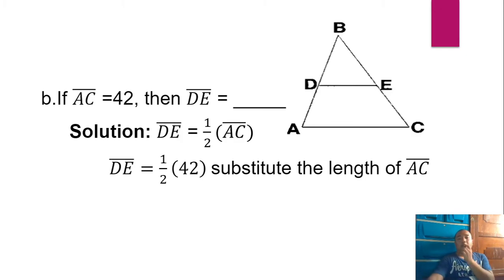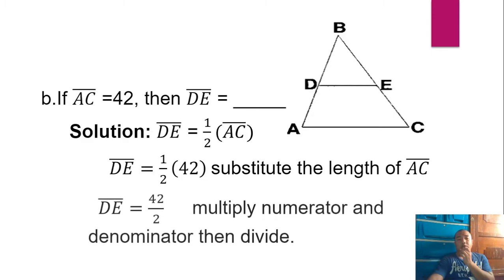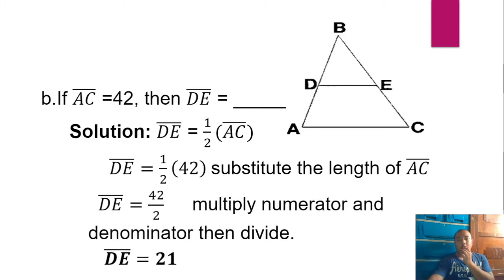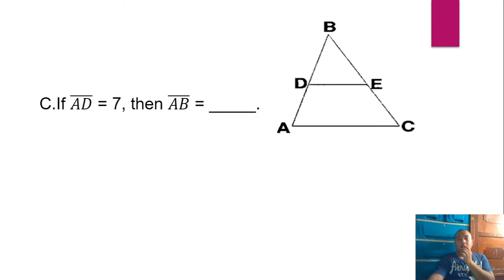Yes. So if AC is 42, then DE is equal to 21. 21 yung DE, okay? Next, if AD is 7, what is AB? What's the length of segment AB?